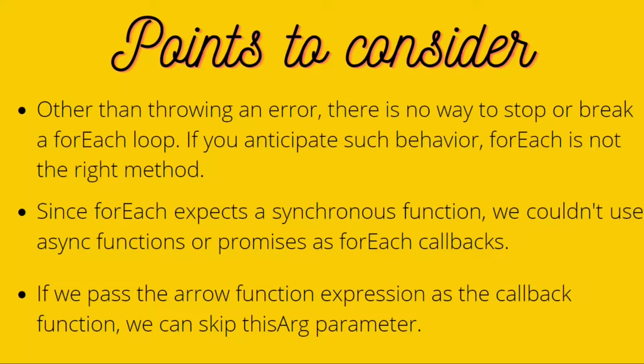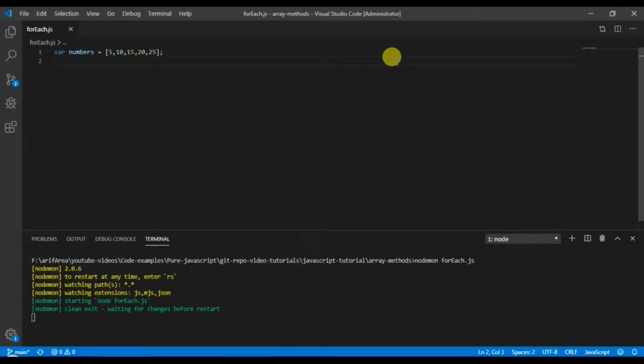We cannot pass any asynchronous functions or promises as forEach callbacks, because the forEach method expects a synchronous function. If we are passing an arrow function expression as the callback method, then the this argument parameter can be omitted. We are back in VS Code, and this time we have got an array of numbers.